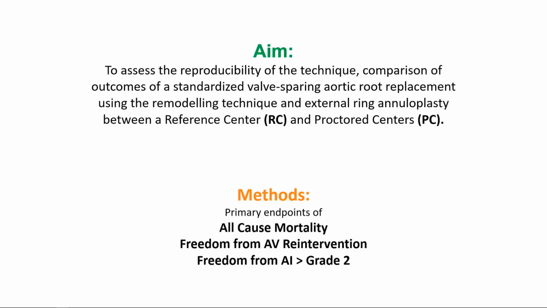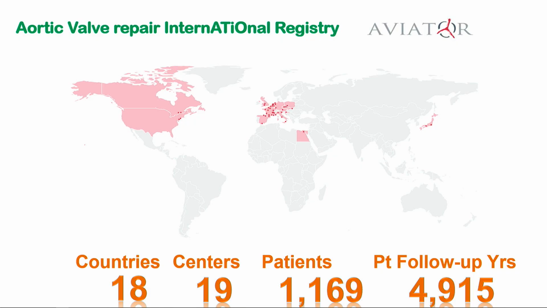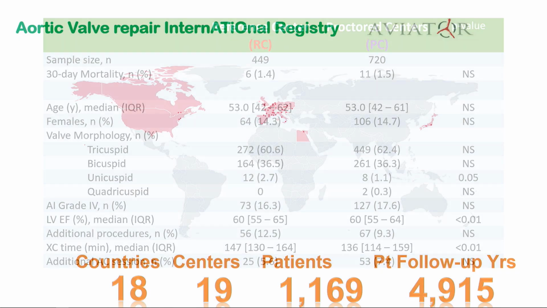Primary endpoints are all-cause mortality, freedom from aortic valve reintervention, and freedom from AI superior to grade 2. All those patients were coming from the former AVIATOR registry or the HVS aortic database. And we had 18 countries participating, 19 centers, more than 1,100 patients, and a follow-up of 4,900 patient years.